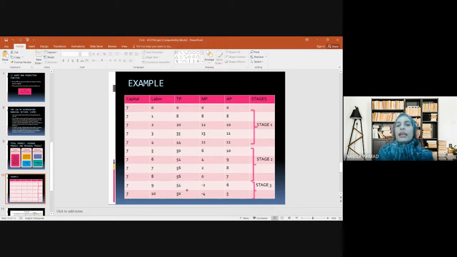So basically, in short run production, there are 3 stages. Stage 1, 2 and 3. What is stage number 1? Stage number 1 is increasing return. Stage number 2 is diminishing return. Stage number 3 is negative return. Increasing return stage 1, diminishing return stage 2, negative return stage 3.